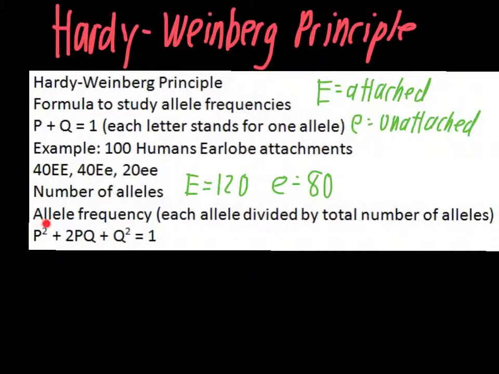The next thing is to figure out the allele frequency. This is actually relatively easy. You just take the number that you figured out for each allele and you divide it by the total number of alleles available. So in this case, we're dividing both of these numbers by 200, which is going to give us an allele frequency for capital E of 0.6, and then an allele frequency for lowercase e of 0.4.